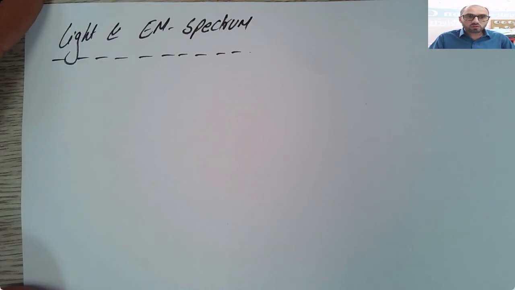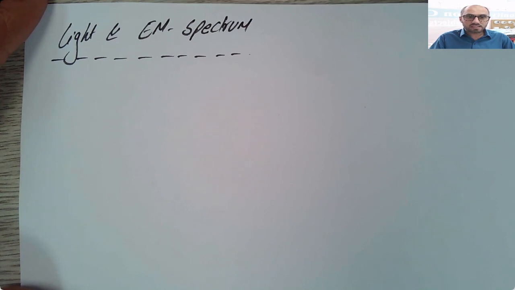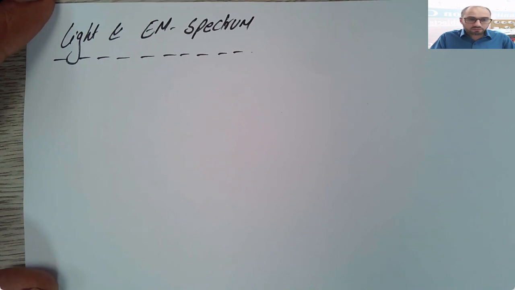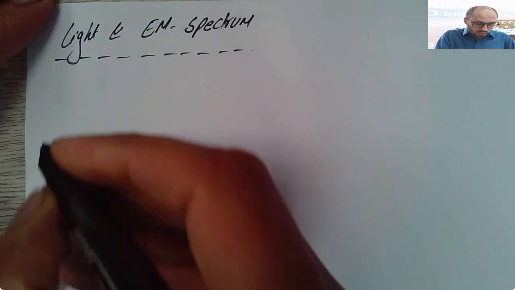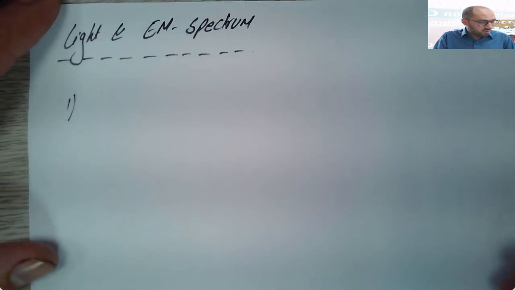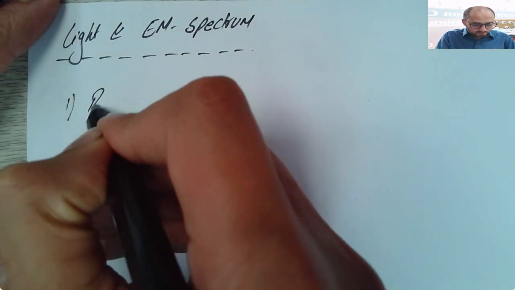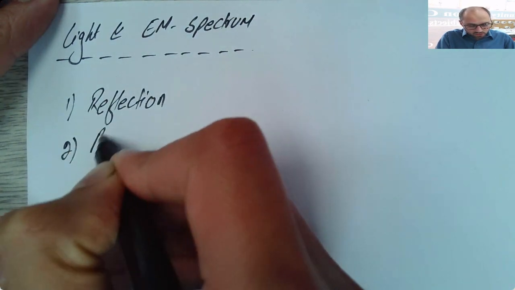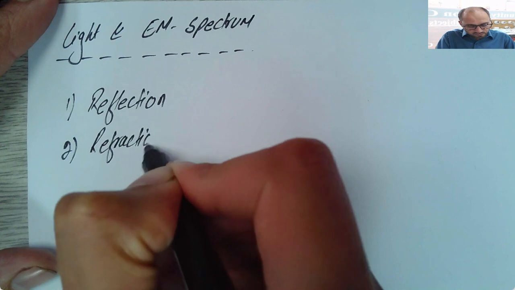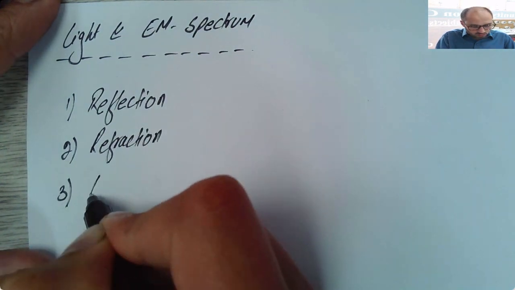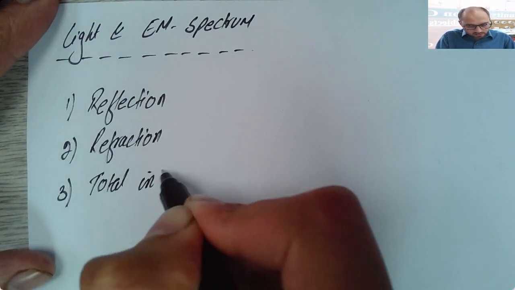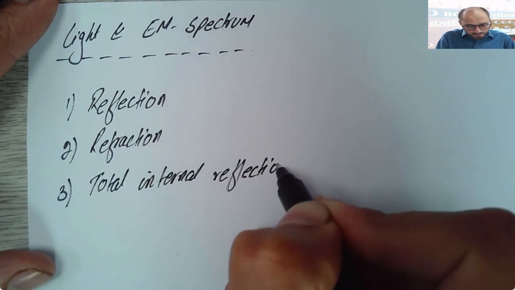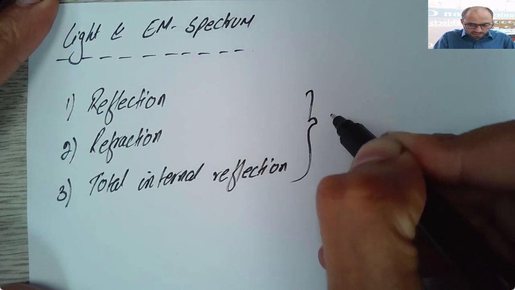In this video, we will talk about the topic called light and EM spectrum, where EM is electromagnetic spectrum. There are a few concepts that you will need to know. I'll quickly list them down for you. So the first one is reflection. Number 2 is refraction. Number 3 is total internal reflection. Now these are all three for the light.